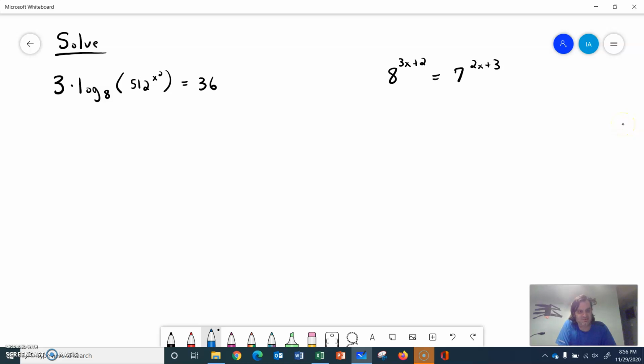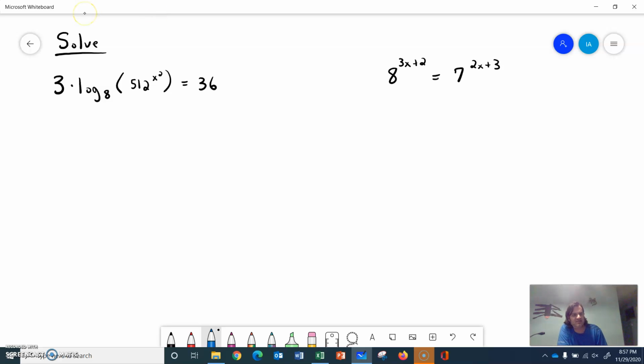Hey, Mr. Howard here. We are doing some practice problems of solving logarithmic and exponential equations. So the first one here is 3 times the log base 8 of 512 raised to the x squared, and all that's equal to 36.